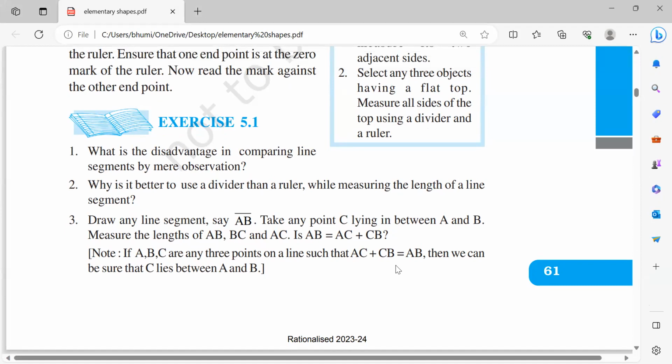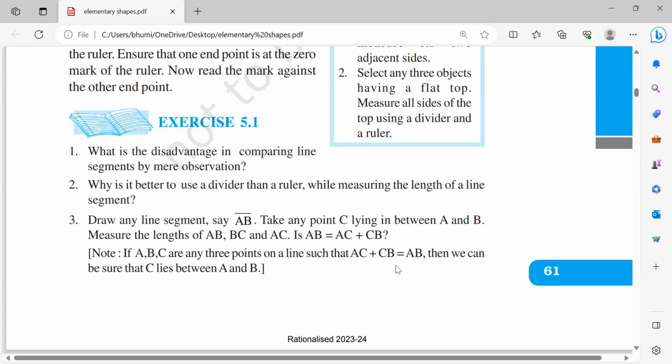So by mere observation we cannot compare line segments with very minute difference, like if I say 5.1 and 5 centimeter. So this is the first disadvantage of comparing line segments with observation. So we cannot say which one is bigger with these minute differences.